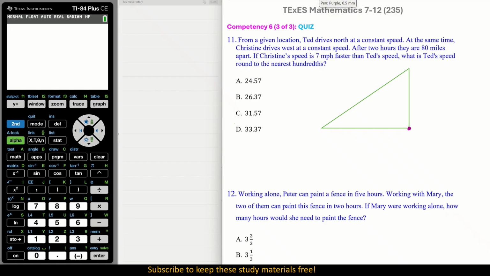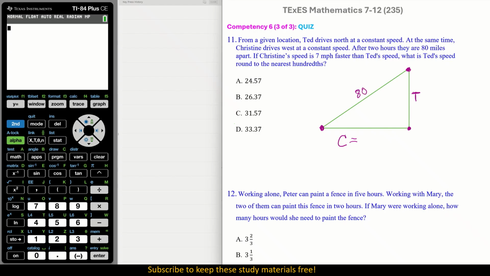And Ted will go north, ending up here. So that's Ted. And then Christine, she's going to travel directly west. So this is Christine, and that's where she will end up. After 2 hours, they're going to end up 80 miles apart.